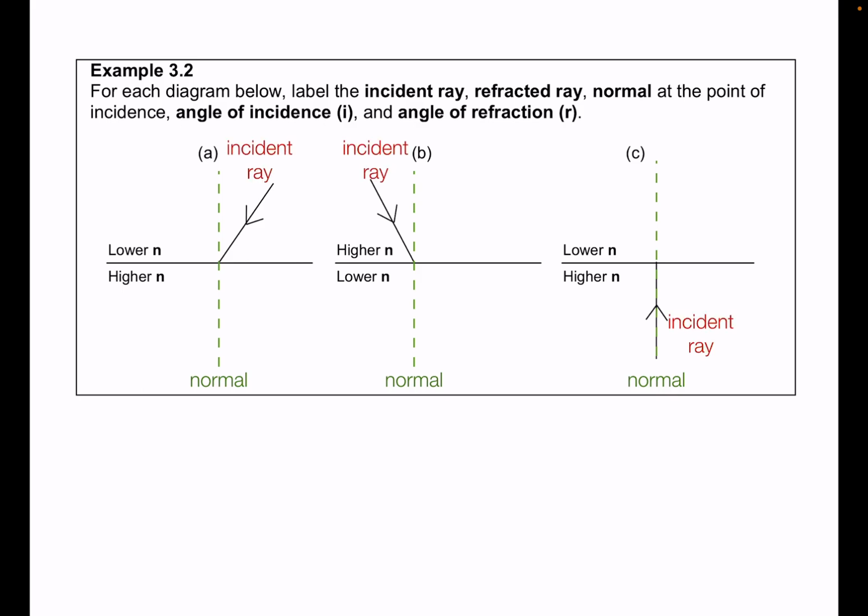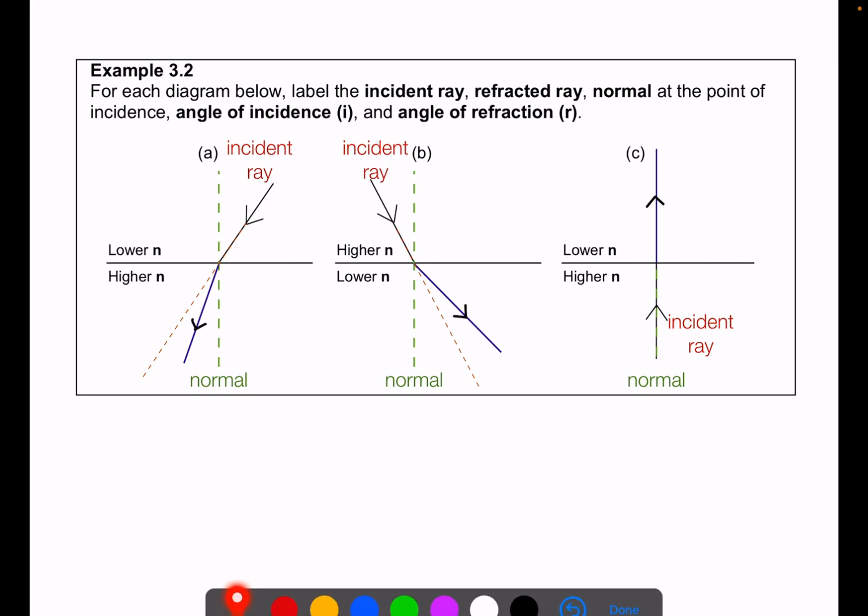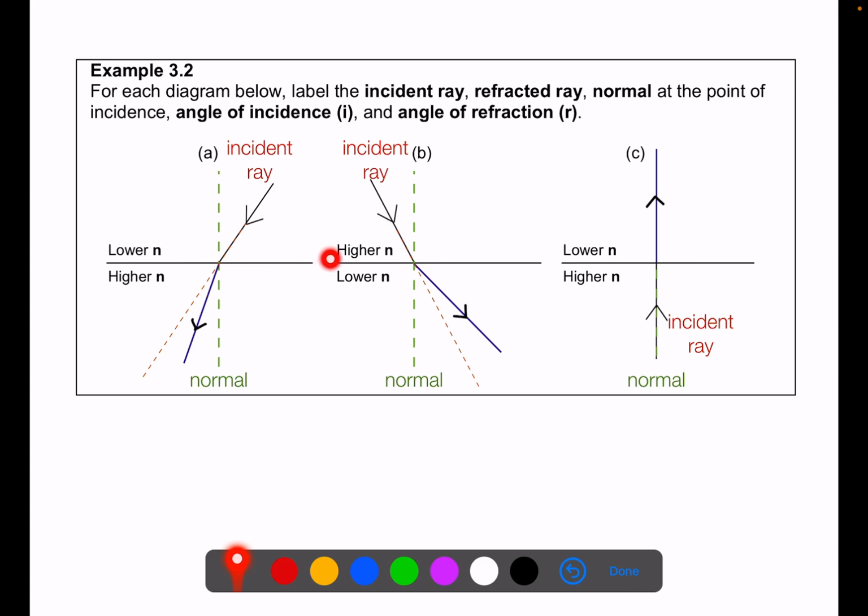So incident ray and then the refracted ray. For the second case, the light ray goes from a higher refractive index medium to a lower refractive index medium. So the light ray, instead of going straight, bends away from the normal. For the third case, because the incident ray is along the normal, there's no bending. The light ray just goes straight through.